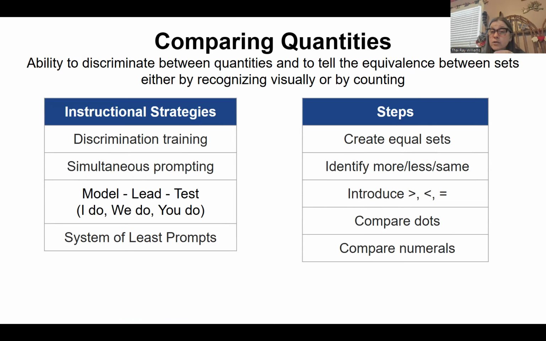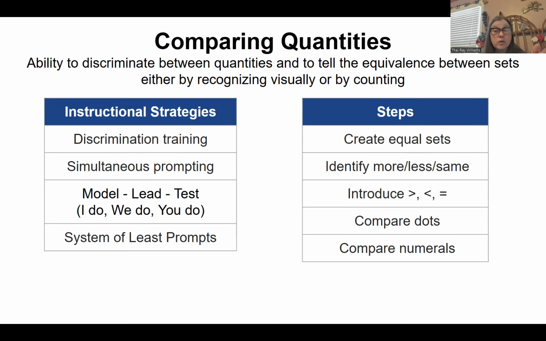So the sequence of steps that we typically teach is first, you create equal sets. Then you have the student identify more, less, and same. You have to know more, less, and same before you can learn greater than, less than, and equal to. Then you're going to compare dots, or boats or cats or whatever you want to use for your pictorial representation. And then it's not until after they can do all of those things that you have them compare numbers.